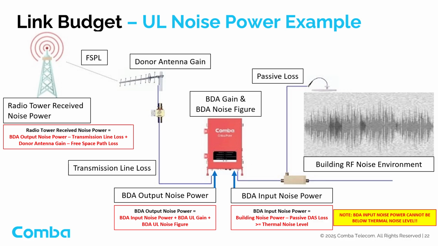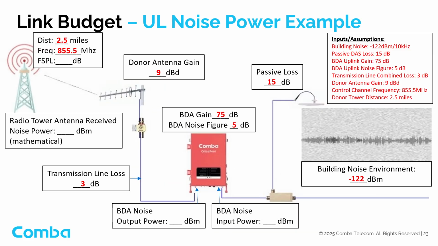In large jurisdictions where hundreds or even thousands of BDAs may be deployed, the cumulative noise from multiple devices can combine and elevate the overall noise floor at the donor site. To account for this potential aggregation, some radio system licensees, or AHJs, may require that the donor site be targeted with a theoretical noise level below the thermal noise floor, ensuring sufficient headroom for future BDA expansion. This concept will be further clarified in the example on the next slide.